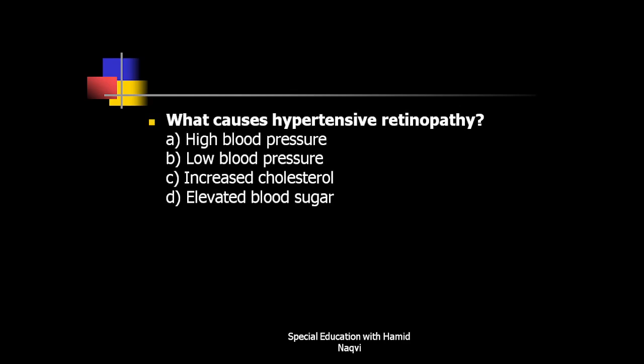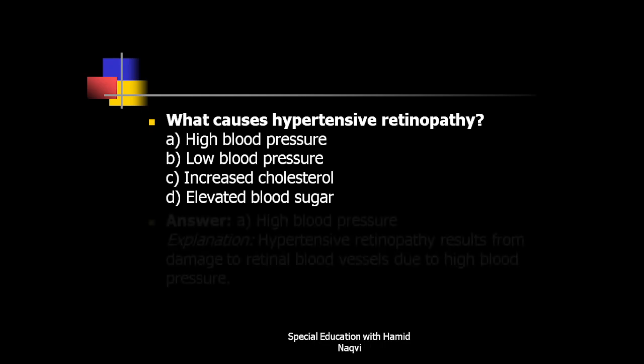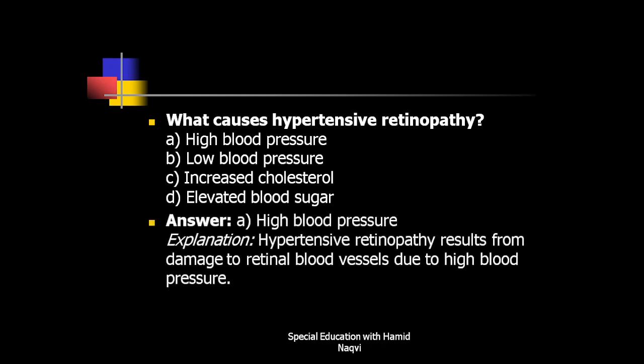What causes hypertensive retinopathy? High blood pressure, low blood pressure, increased cholesterol, elevated blood sugar. Answer is high blood pressure. Hypertensive retinopathy results from damage to retinal blood vessels due to high blood pressure.